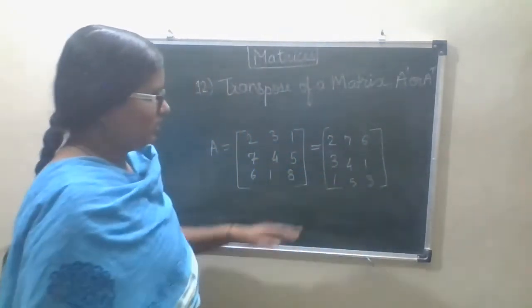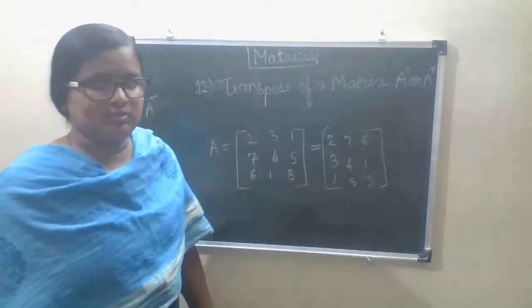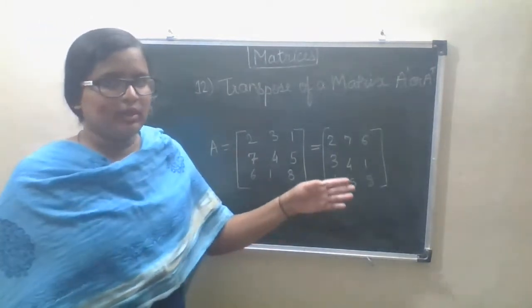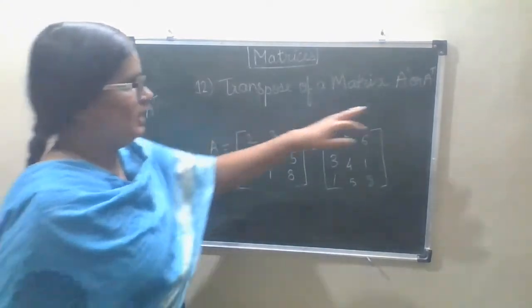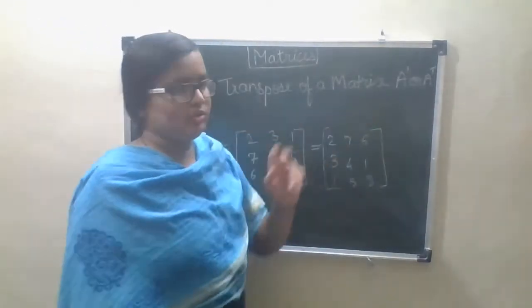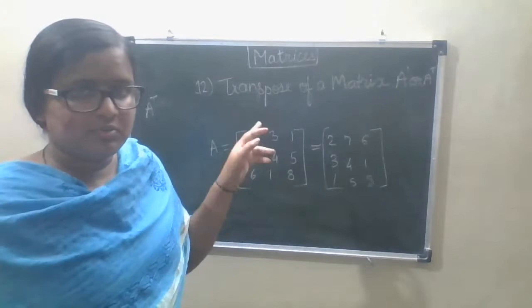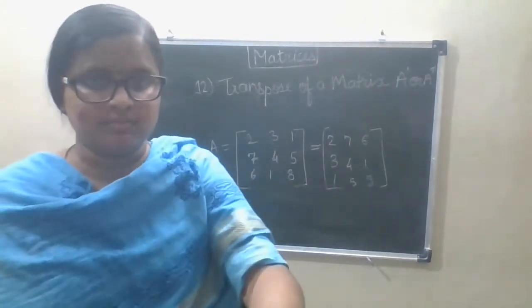Okay, this is the transpose. Sometimes A dash is also given to this. This is the transpose matrix.